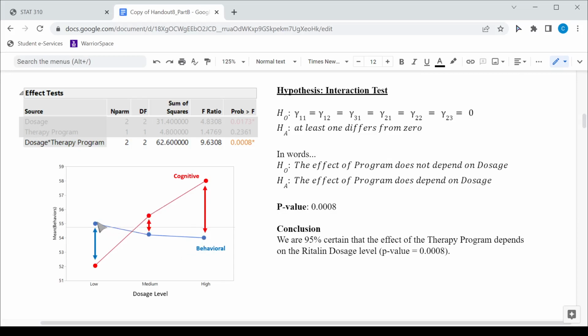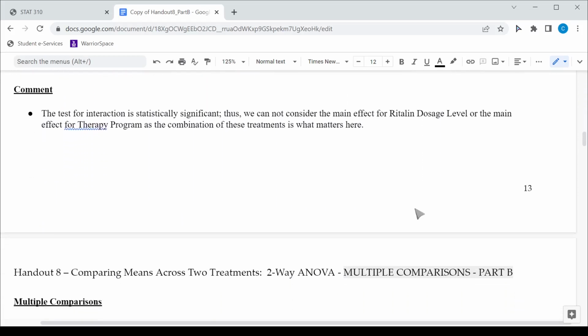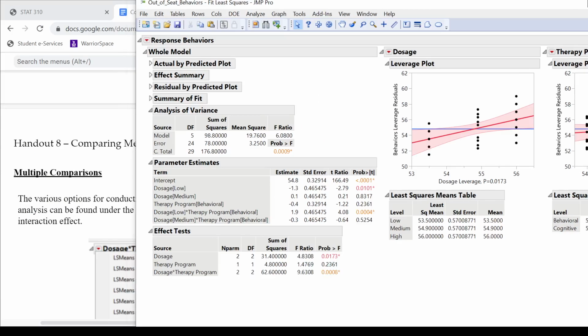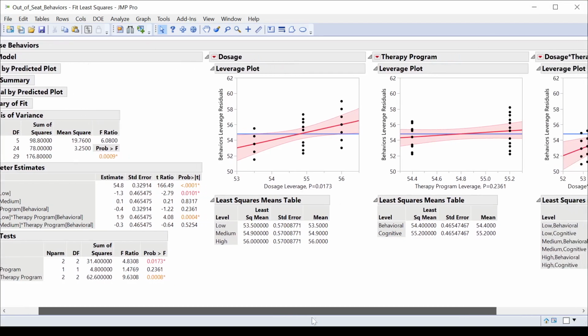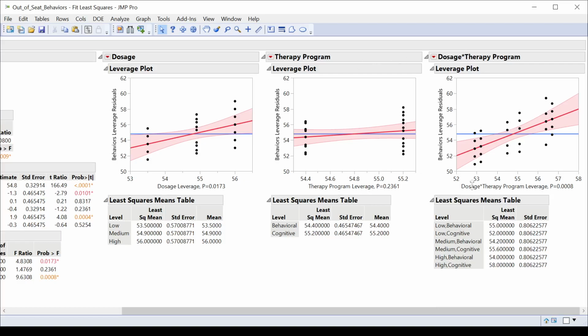So we have a total of 6 different combinations here, right? Behavioral at low, medium, and high, and cognitive at low, medium, and high. So the Tukey HSD is going to make comparisons across all 6 of those. When I'm doing my multiple comparisons inside of the JMP package, the left-hand side has the overall tests. When I'm considering the multiple comparisons, only one of these columns is going to be used here. I don't want to look at Ritalin dosage in isolation of the therapy program because that interaction is present.